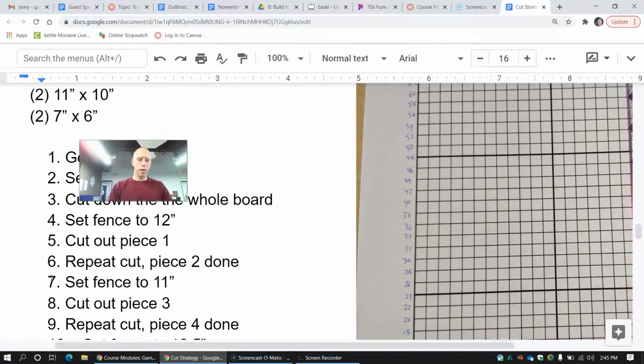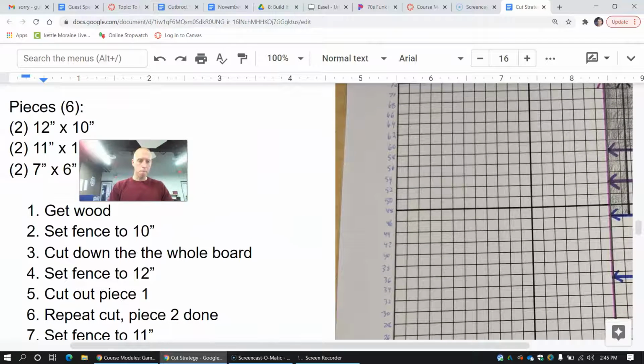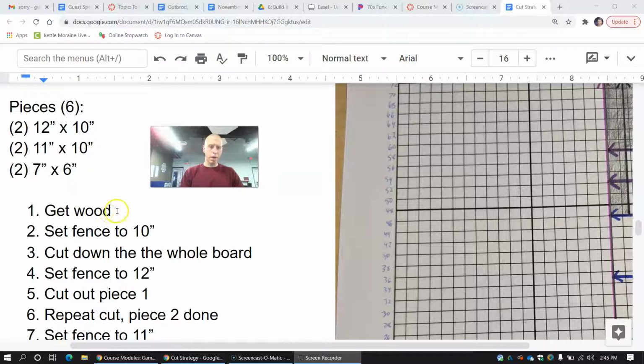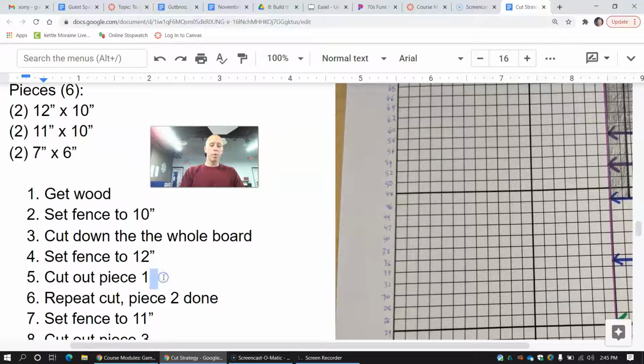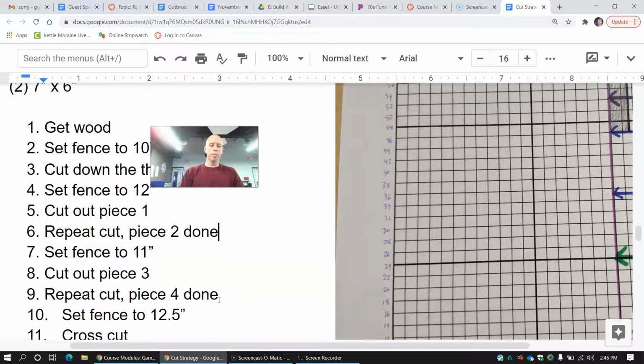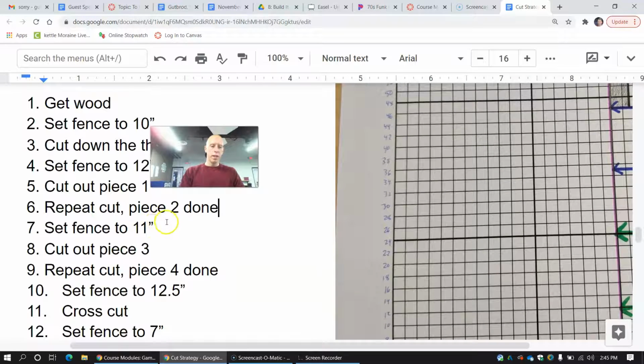Let's take a look at what that looks like, just explained here. I get my big piece of wood, I set the fence to 10 inches, and I cut down the whole board, zip, all the way down it. And then I'd set the fence to 12 inches, or use the miter gauge to do a cross cut, and cut out piece one, and repeat the exact same process for piece two. Boom, done. Then I'd set the fence to 11, use my miter gauge, and cut out piece three, and do the same thing for piece four.